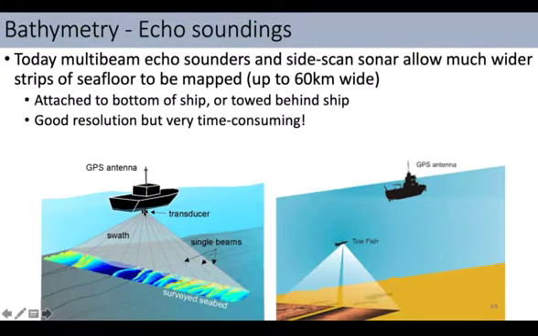So these we call multi-beams. They can either be attached to the bottom of a ship, like something like this, or sometimes they can actually be towed behind the ship. So this might be an instance where things are even deeper, or you're trying to cover more area. These can be incredibly powerful, very good resolution, but super time consuming. Imagine trying to cover the entire oceans with a boat. We still do not have data like that. It is incredibly time consuming to get good data like this.